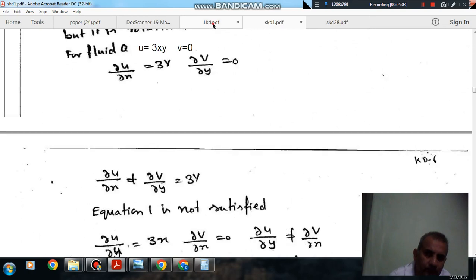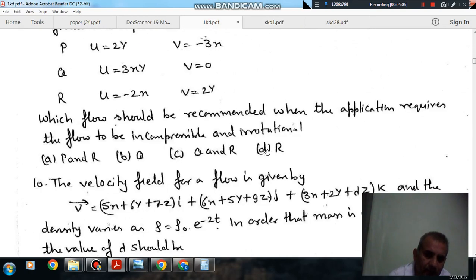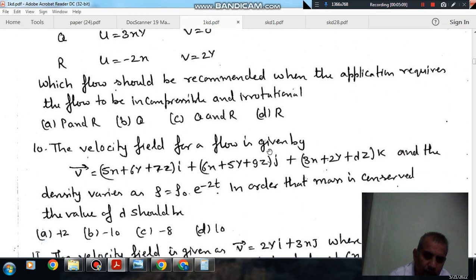So the answer is fluid R, that is incompressible as well as irrotational. So the answer is option R.